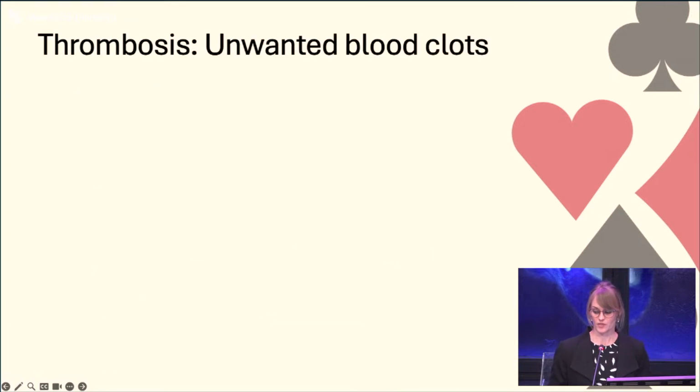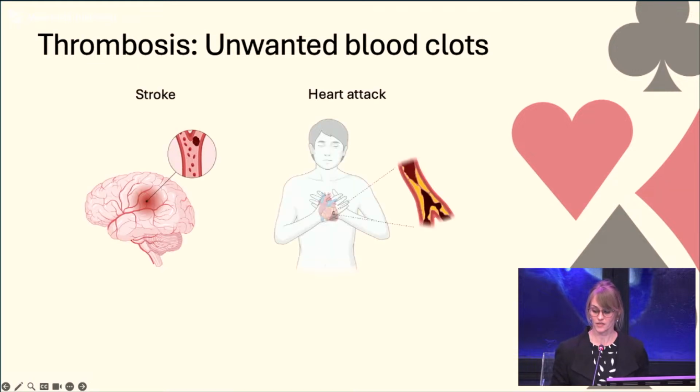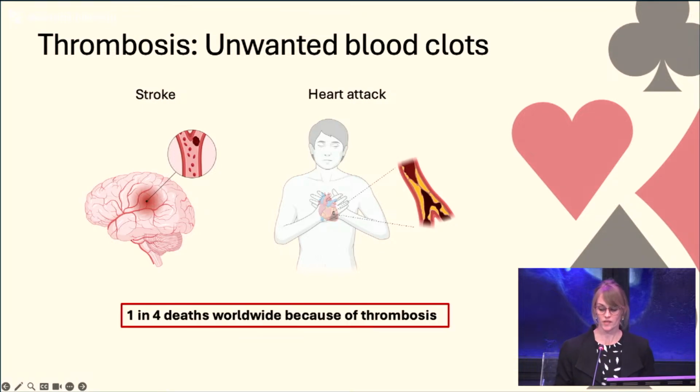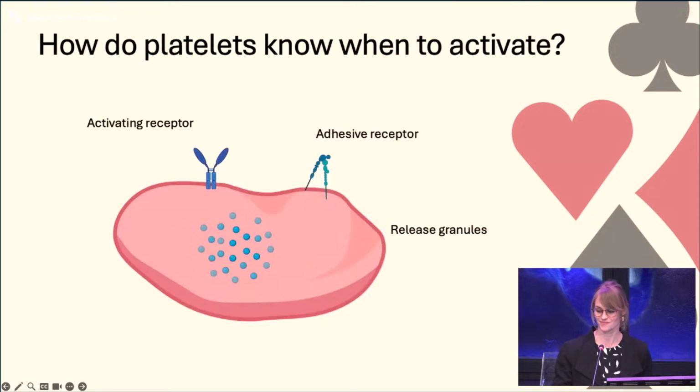If blood clotting happens without the injury of a blood vessel, this is called thrombosis. This happens, for instance, in life-threatening conditions such as stroke in the brain or in a heart attack. In these conditions, blood clots block an essential blood vessel, stopping the supply to the subsequent organ. 1 in 4 deaths worldwide are because of a thrombotic event. Therefore, understanding platelet function is crucial for prevention and the treatment of these diseases.